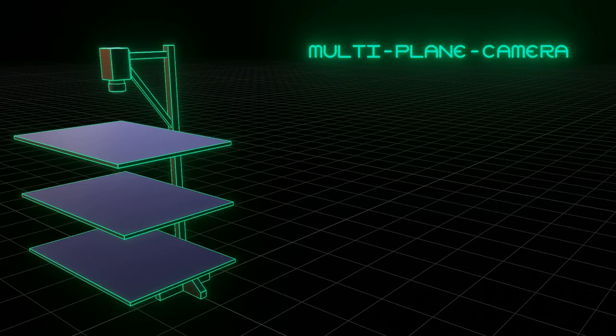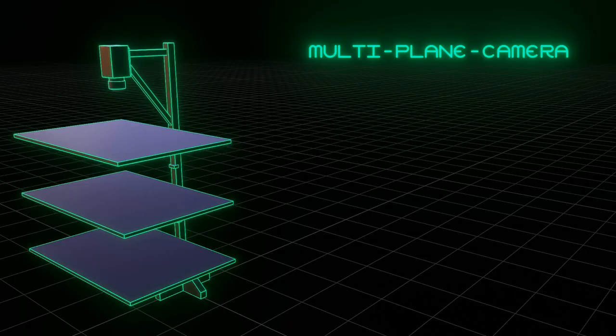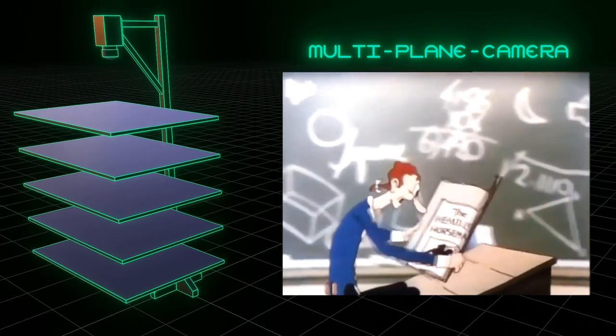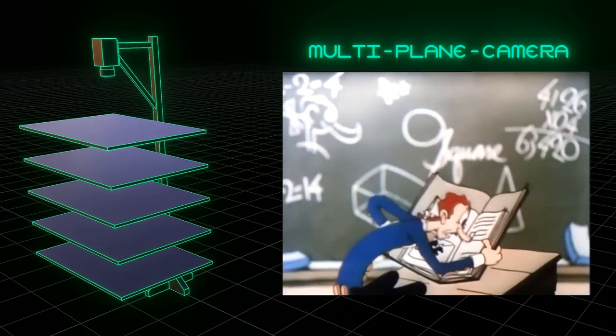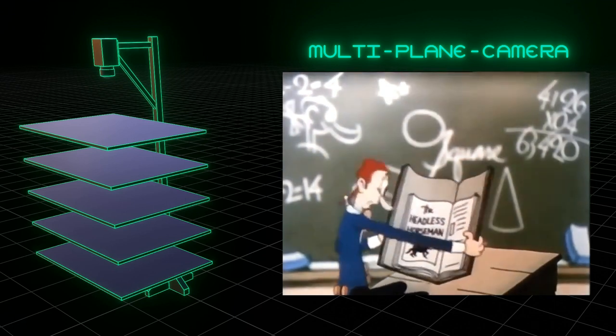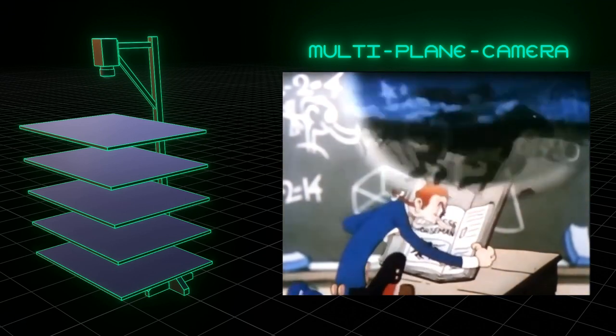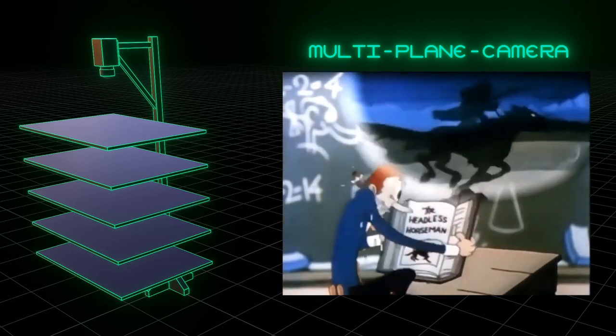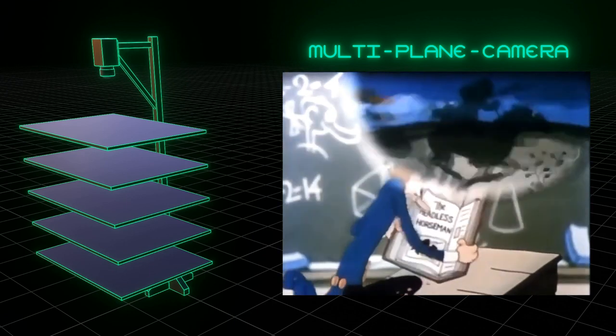If you're Ub Iwerks in 1933, you put a few more shelves in and you can put four layers of background paintings. And in this version, you can adjust the planes in tiny, accurate increments between frames, creating parallax!